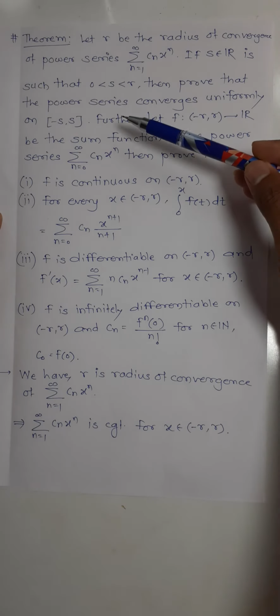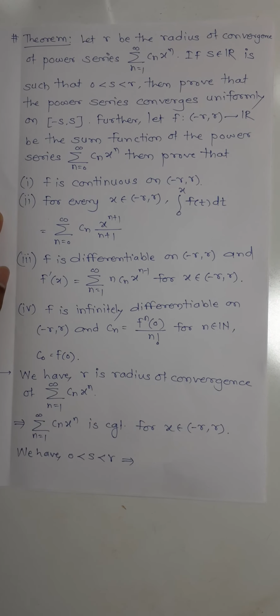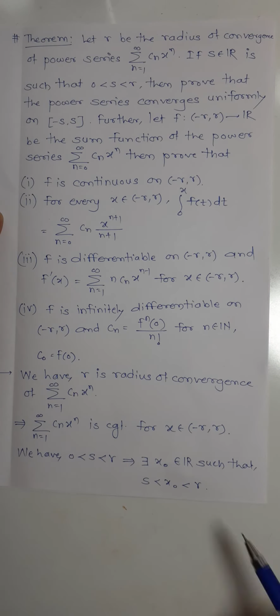See, we have one more piece of data, which is 0 less than s less than R. s is strictly less than R, so we can find some point between s and R, since there is a strict inequality. So x naught is less than R, which means it lies in the interval minus R to R. But minus R comma R is the interval of convergence and x naught lies in it, so the series is convergent at x naught. Therefore summation Cn x naught raised to n is convergent.